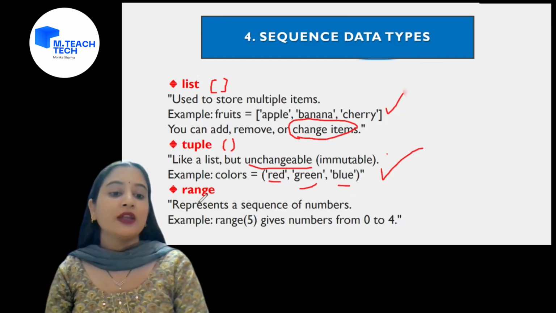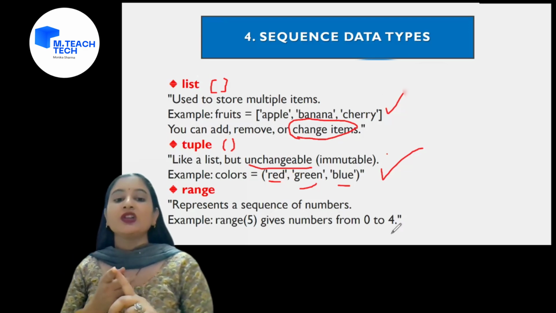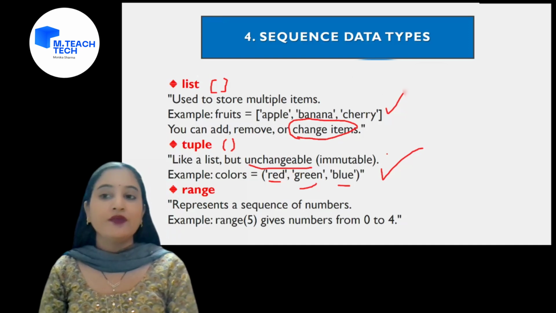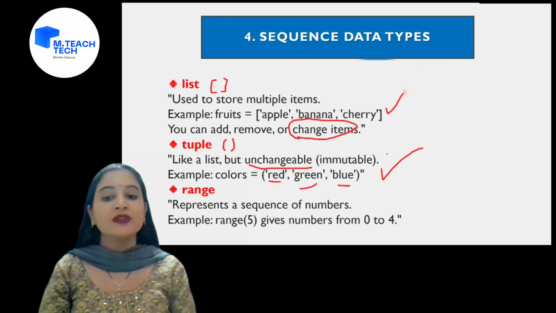And then you can see range represents a sequence of numbers. Thing you have to notice in Python while you are talking about range, it always starts from 0. If the first value is not given, it always starts from 0. So you can say range 5 is given, so it means it goes from 0 to 4.